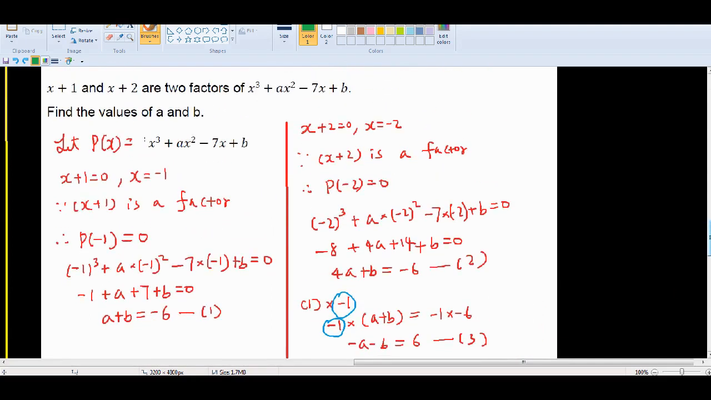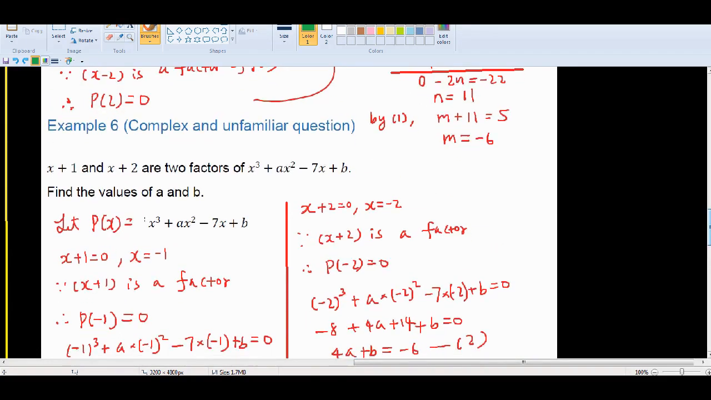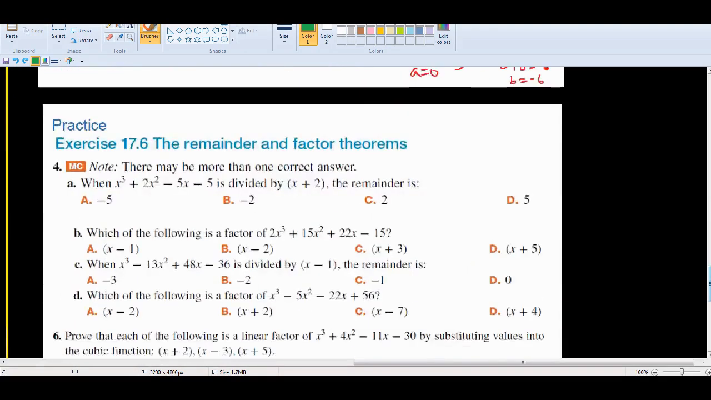If you got it right, then congratulations, because this is really a complex and unfamiliar question. If you could get it right, possibly you will have a very high grade in maths.